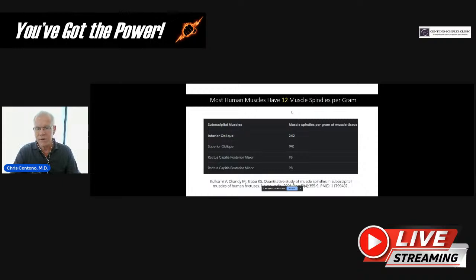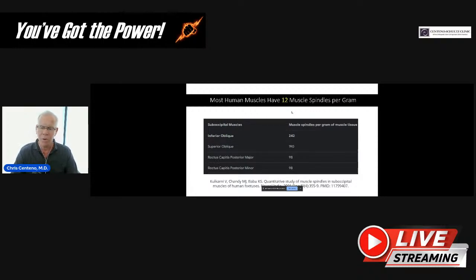Most human muscles have about 12 muscle spindles, which are position sensors, per gram. But these are the suboccipital muscles. The inferior oblique has 242 per gram. The superior oblique is 190 per gram. Rectus capitis posterior major, 98. Rectus capitis posterior minor, 98. So pretty interesting stuff here.